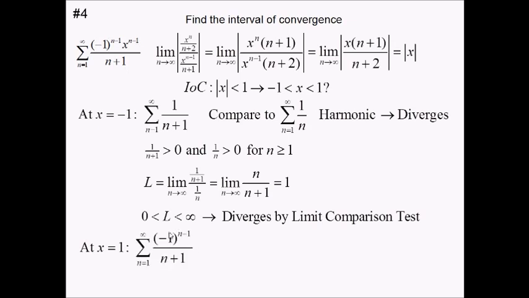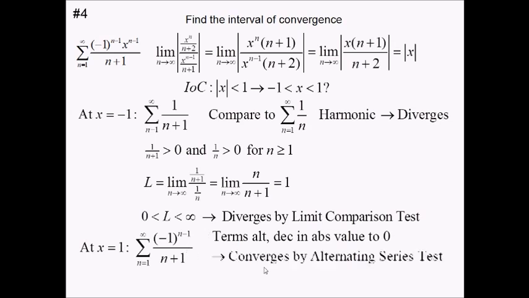Now this is a series that is alternating, and since our denominator is growing, we're also decreasing in absolute value to 0. These are the conditions for saying that this converges by the alternating series test. So since we're diverging on the first endpoint and converging on the second one, we can write for our final interval of convergence, negative 1 less than x, less than or equal to 1.